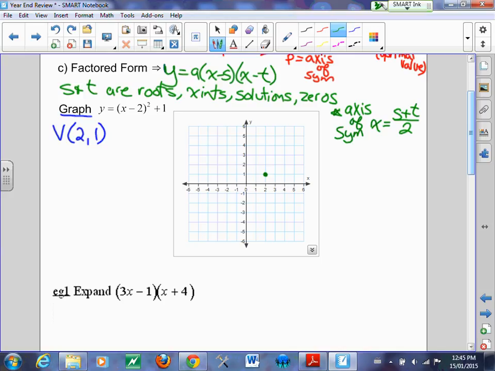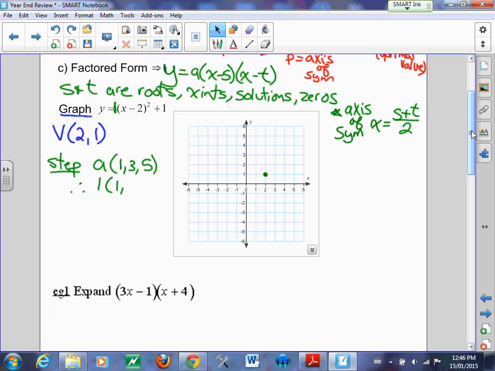Okay? So what we need to remember, folks, is how do we tell if this parabola opens up or opens down? Well, it's based on the step pattern, and hopefully you guys remember that the step pattern is a times 1, 3, and 5. Looking at our example given, a is out front, so a equals 1. So therefore, in this case, it's 1 times 1, 3, 5. Hold on, my computer's doing something funny. There we go. Okay. And that equals 1, 3, and 5.